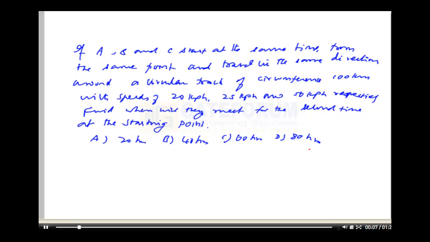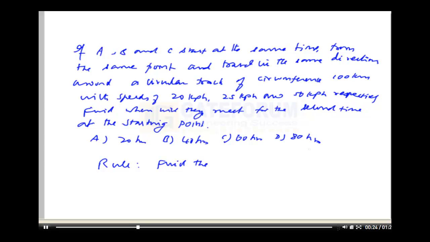Start at the same time from the same point and travel in the same direction around a circular track of circumference 100 kilometers with speeds of 20 kilometers per hour, 25 kilometers per hour and 50 kilometers per hour respectively. Find when will they meet for the second time at the starting point.